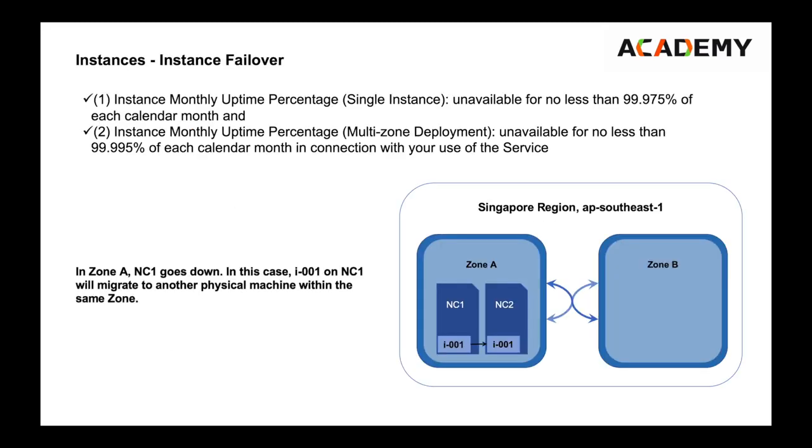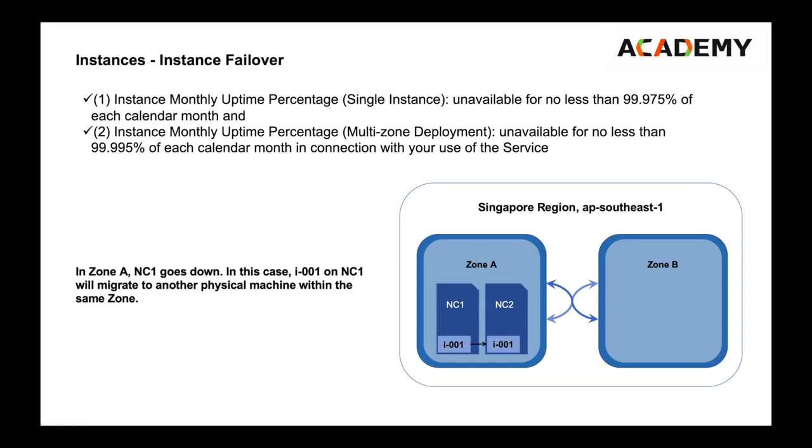One final thing here, instance failover. So how do we handle failures? So our uptime percentage for our instances for a single virtual machine is 99.975%. That's our monthly uptime. Also, if you do a multi-zone deployment, meaning you have instances across multiple zones in a region, then that can go up to 99.995%. These are the SLAs that we offer for a single region for either a single or multiple ECS instances. Again, that's 99.975% or 99.995%, which is really, really high uptime. So the virtual machine service that ECS provides is extremely reliable.